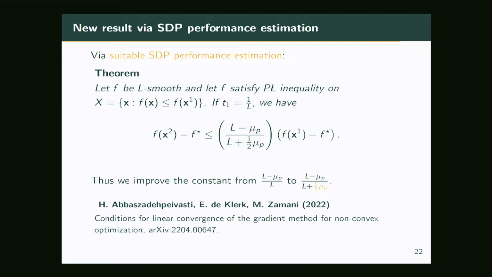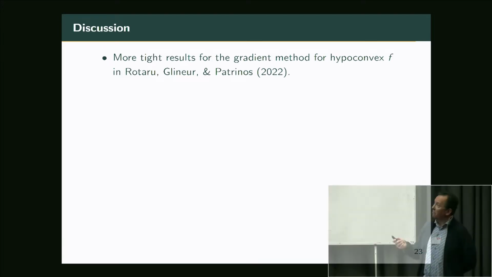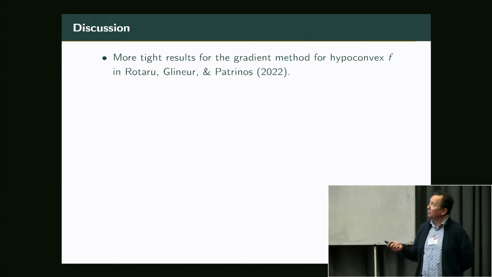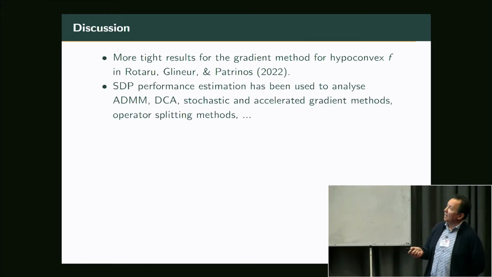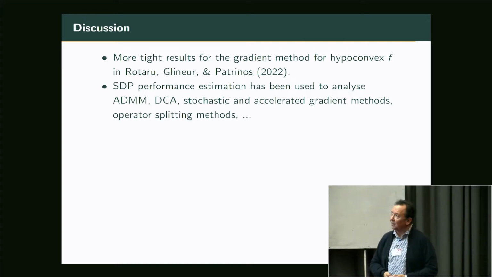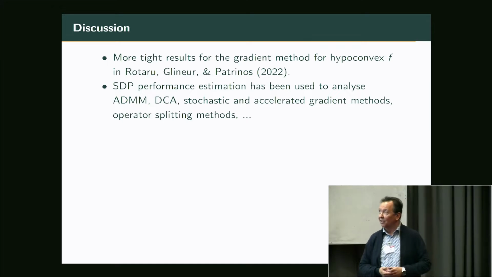And it's the weakest condition one can impose instead of convexity and still get this linear rate of convergence. Okay, so then I would like to wrap up by saying that this very recent paper by Glineur, Rotaru and Patrinos has tighter results for the gradient method for hyperconvex functions. I didn't cover all the cases. And of course, to keep things understandable, I only talked about the method of Cauchy.